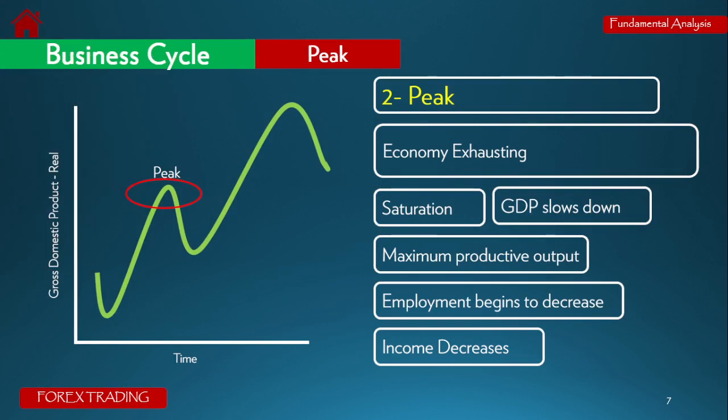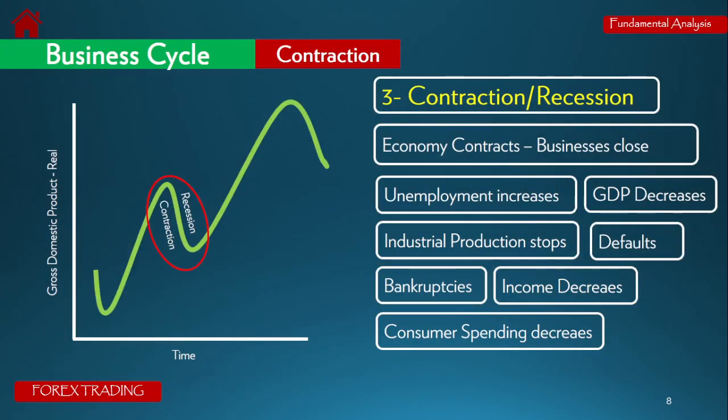In the peak phase, from the expansion phase, it reaches the peak where the economy is becoming exhausted, or saturated, and we see GDP slow down. The businesses have attained maximum productive output. Employment begins to decrease, and as a result, income also decreases. And from there on, we go into the contraction and recession phase.